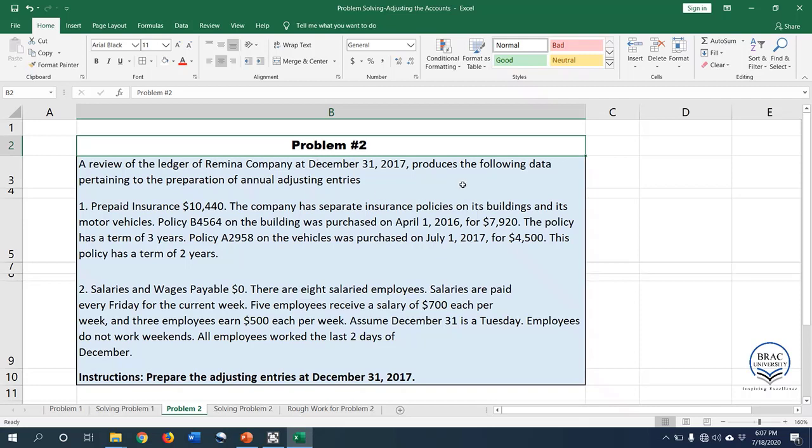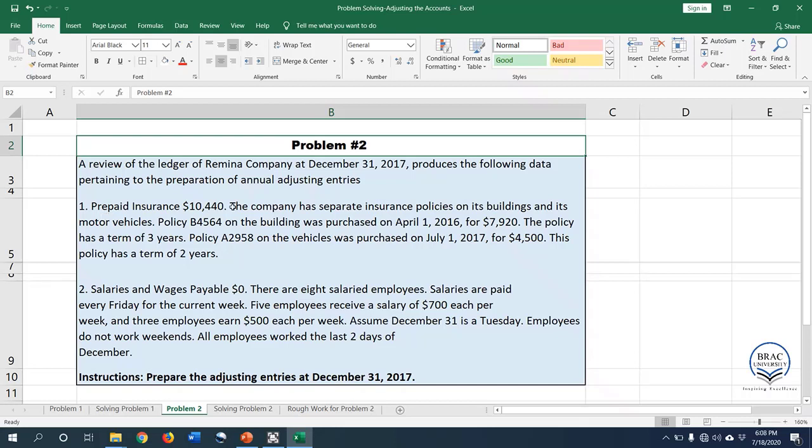So in this short video, I will just solve this part of the problem, which is problem part 1. And in the next video, to keep the video short, I'll discuss the next part. Okay. So be with me. What about the first part? Here, the information is like prepaid insurance 10,440. That means we have an asset of prepaid insurance like this.